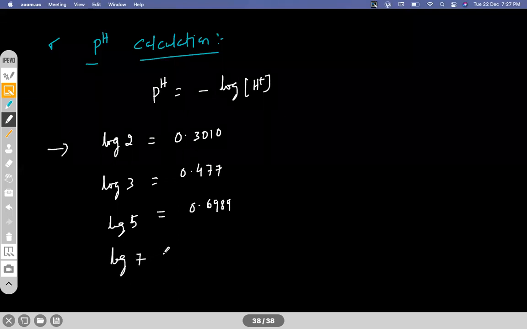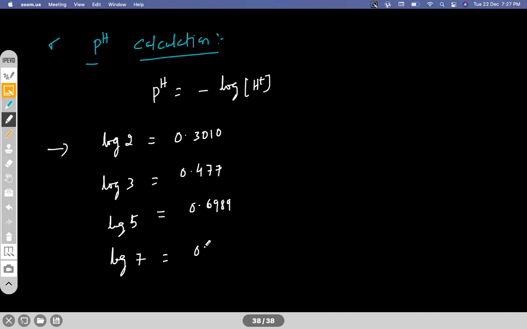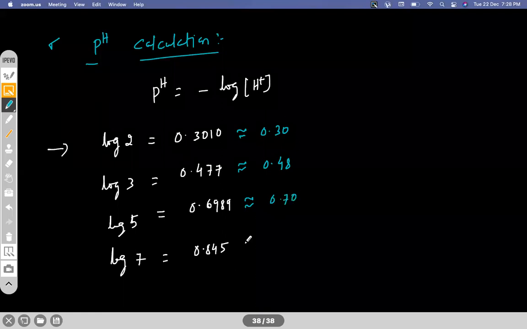If you keep this log 7 also in mind, that would be better. But the first three are a must, okay? For approximation, we take this as 0.30. This one approximately we'll take 0.48. This one approximately we'll take 0.70. And this one is 0.84 only. There's no approximation for this.